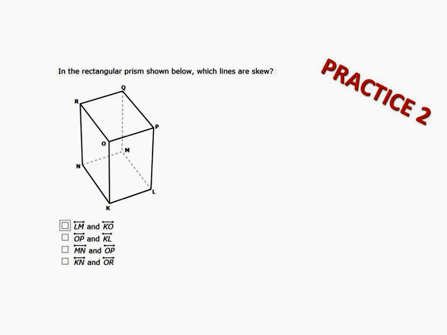Here is your practice problem. In the rectangular prism shown below, which lines are skew?